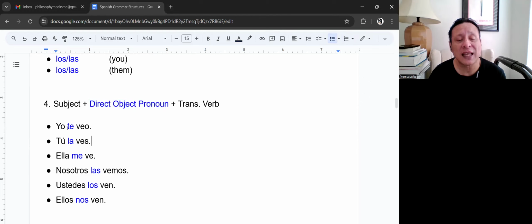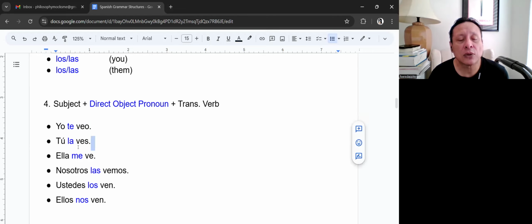So, yo te veo, I see you. So literally, I you see, but don't think of it that way. Don't do literal translations of Spanish grammar because it's going to mess with you. It's going to sound weird and not make sense. Just try to think in Spanish grammar, or just in Spanish. So just learn the patterns. Don't try to do literal translations, just know what they mean. So yo te veo means I see you, but the pronoun has to come after the subject and before the verb.